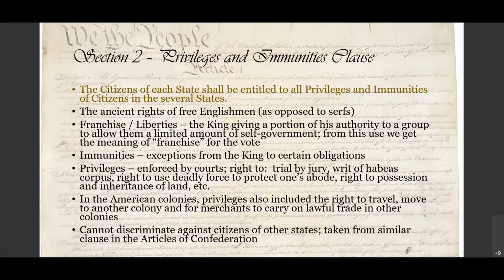Privileges were maybe not what we think of as privileges, but they were enforced by the courts, and there were various rights that free Englishmen were entitled to, including trial by jury, the writ of habeas corpus, which means that if you're detained or arrested, you have the right to challenge to a court whether your arrest or detention is legal.